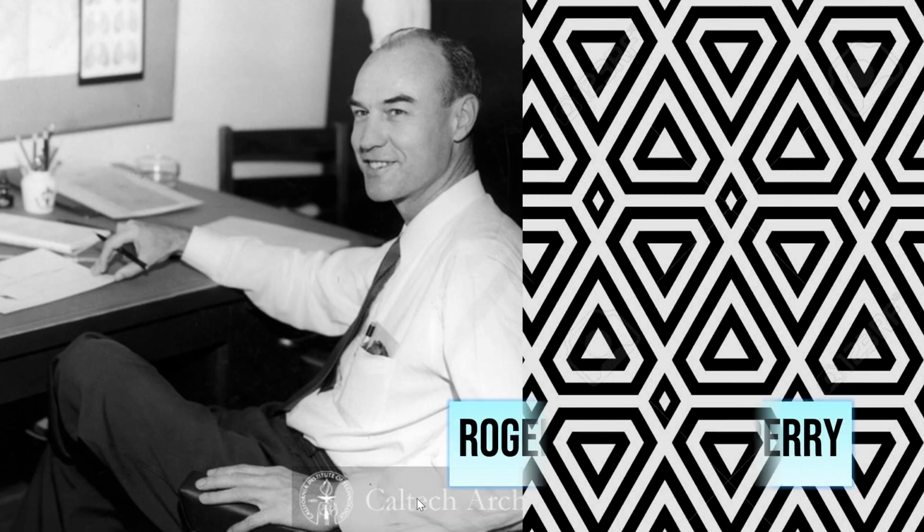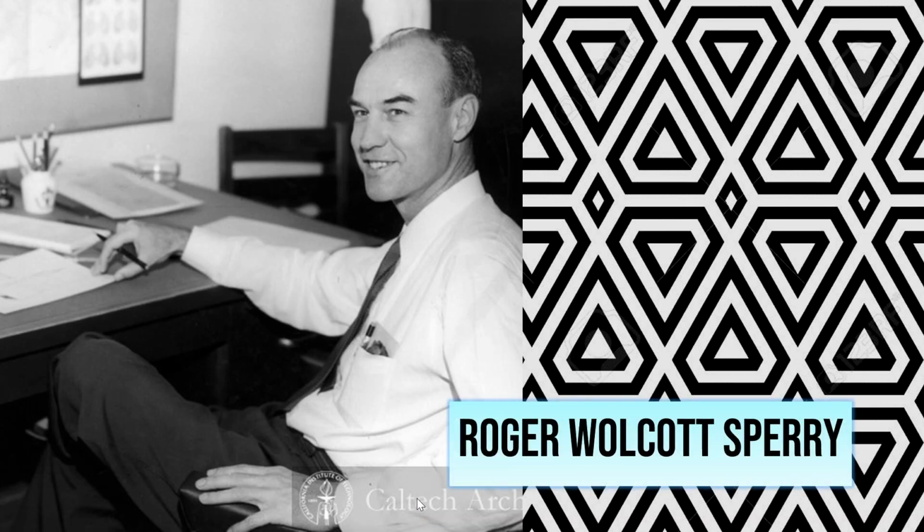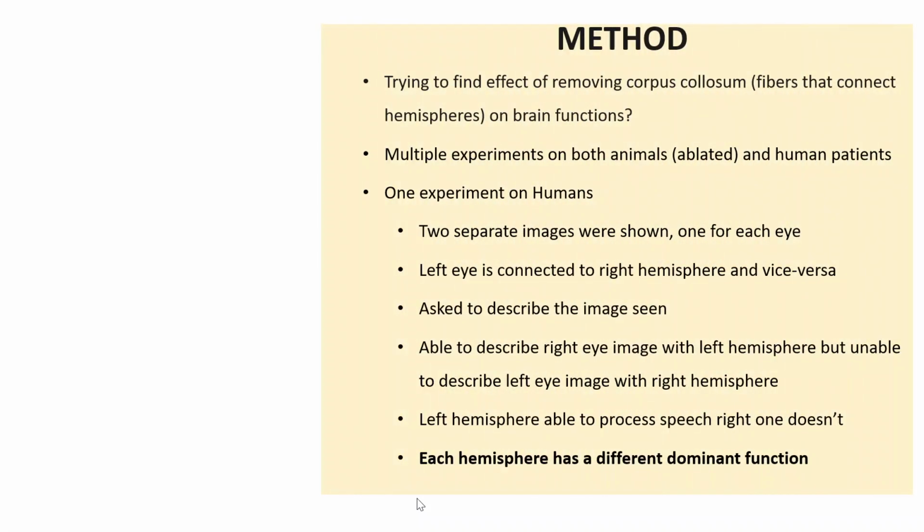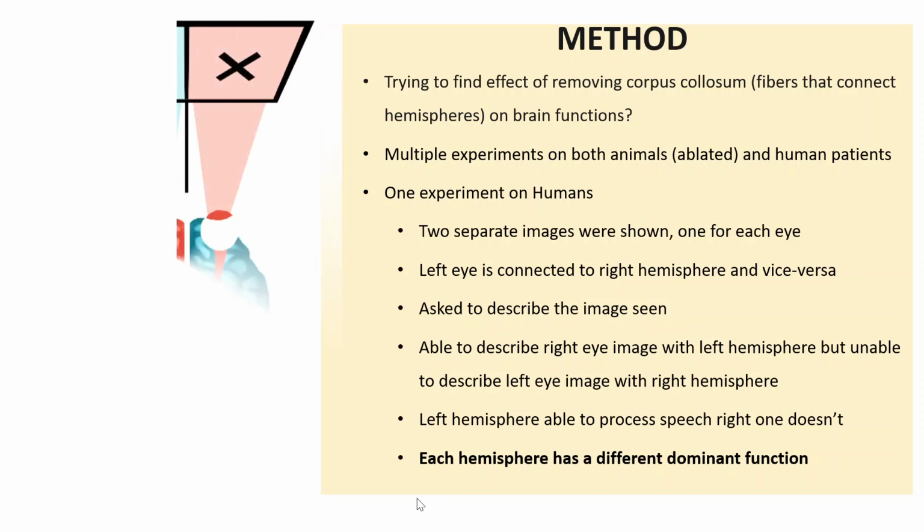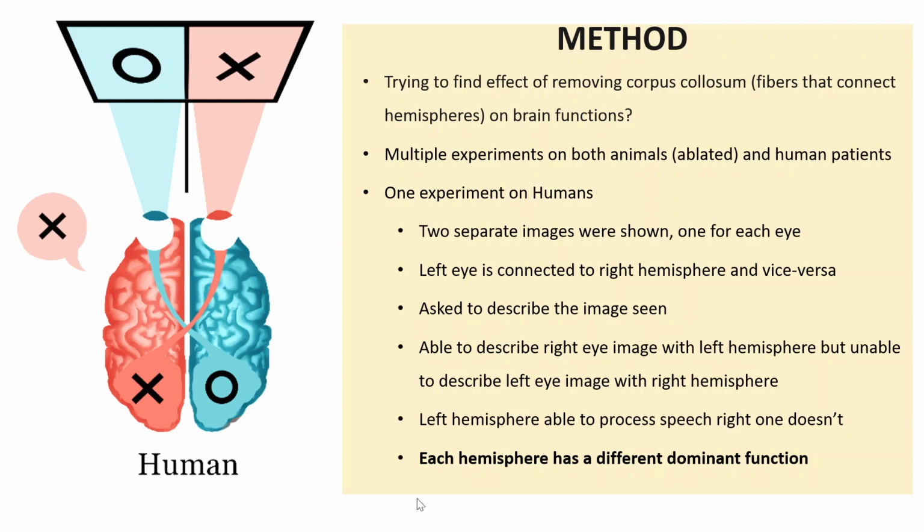Okay, now that we know that the brain is associated with certain physiological functions, mental functions, and higher cognitive functions, we can move forward to a new researcher whose name was Roger Wolcott Sperry. And what did he discover? Okay, so his method was to find the effect of removing the corpus callosum, which is a bundle of fibers that connects the two brain hemispheres, and how that affects brain function. So he did multiple experiments on humans or animals, through lesions or through electrical stimulation.